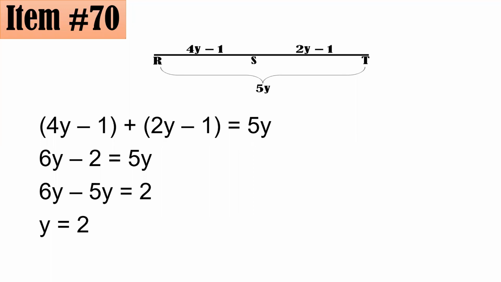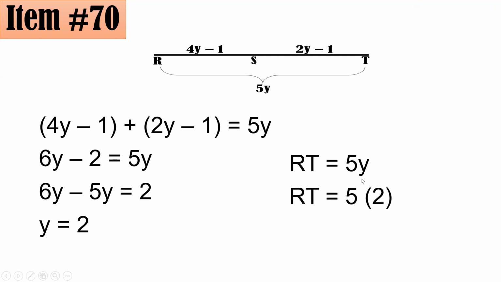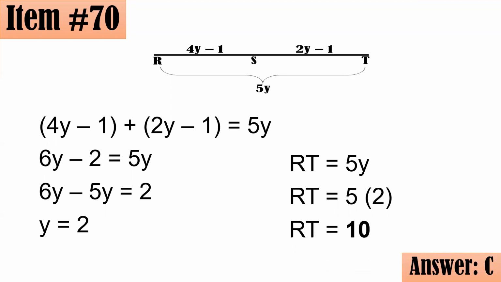But it's not yet our final answer because we are after the length of RT. Knowing that the length of RT is represented by 5y, and to be faster, no? I just substituted the y by 2, and that's RT equals 5 times 2 or 10 units. Letter C. I hope you got it po.